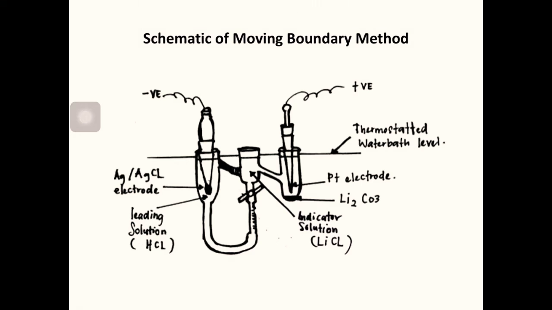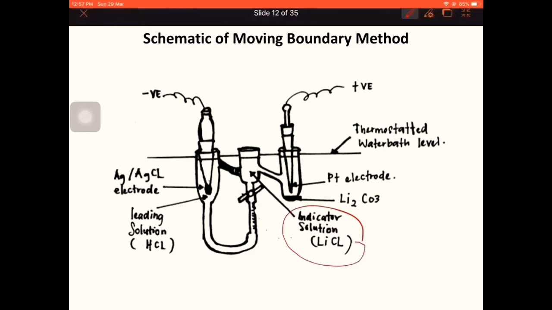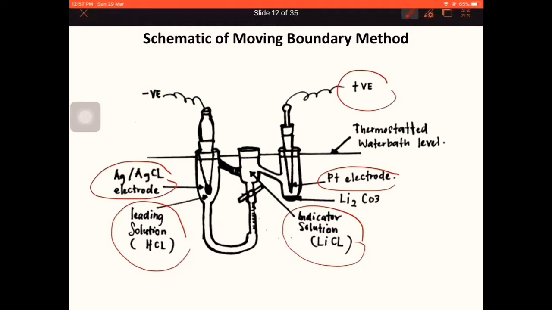So in this experiment, we will use lithium chloride solution and also hydrogen chloride solution. We will use a platinum electrode and also a silver chloride electrode. And then we apply electrical current to the system, so that the diffusion will occur.